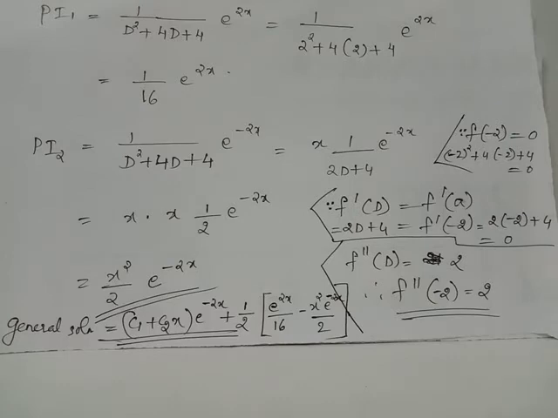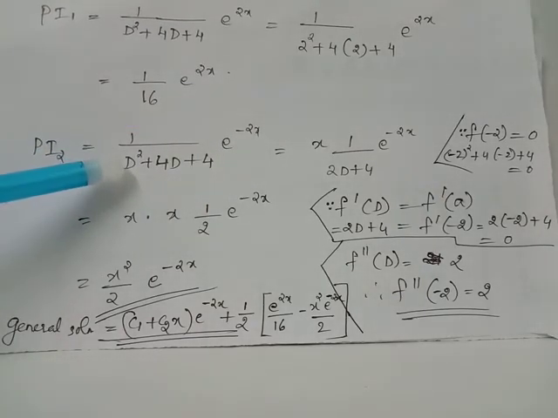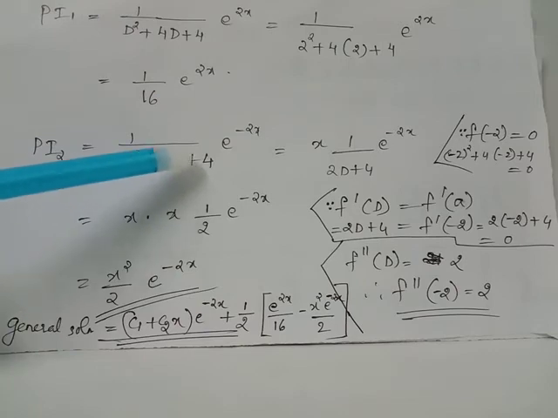Now let us compute PI2, which is 1/f(D) acting on e^(-2x). Here we have a = -2, the coefficient of x in the power part of the exponential function. When you give D = -2, you obtain (-2)² + 4(-2) + 4, and since this is a zero value, by the rule to compute PI, we multiply the numerator with x, and we take the derivative of f(D) with respect to D in the denominator. That is, the denominator now becomes f'(D).